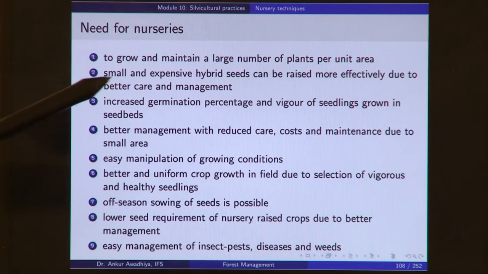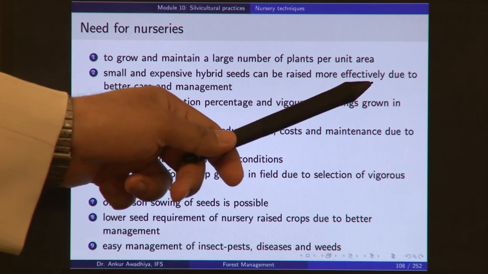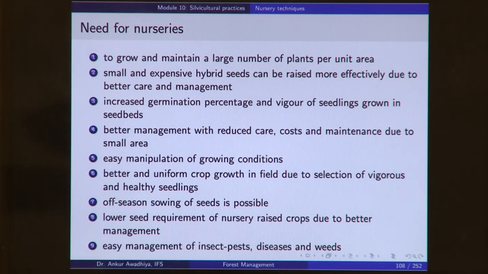Small and expensive hybrid seeds can be raised more effectively due to better care and management. Now, because you have a small area and more intensive management, the raising of plants is much more effective, much better when we are doing this operation in a nursery as compared to doing this operation out in the field. Then increased germination percentage and vigor of seedlings grown in seed beds.